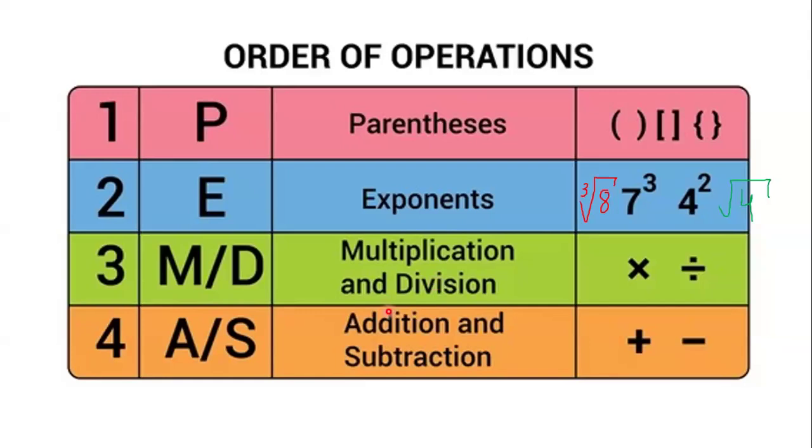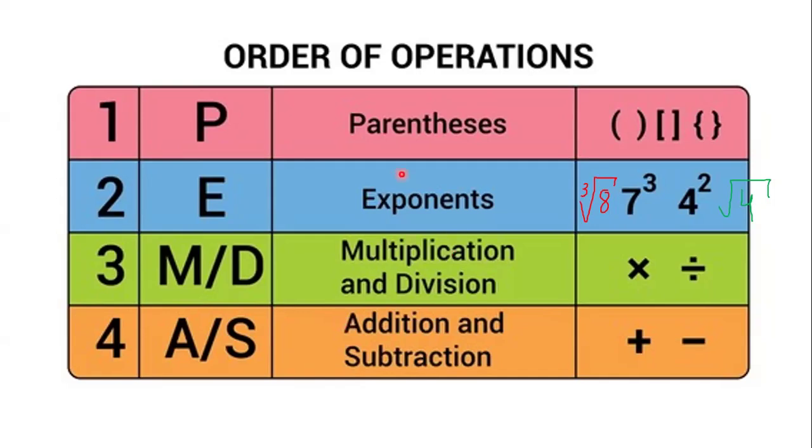All right. And then you have addition and subtraction. That's the A and the S. And how do we do them? Whatever comes first from left to right. So they are equally weighted. That's how we do them.